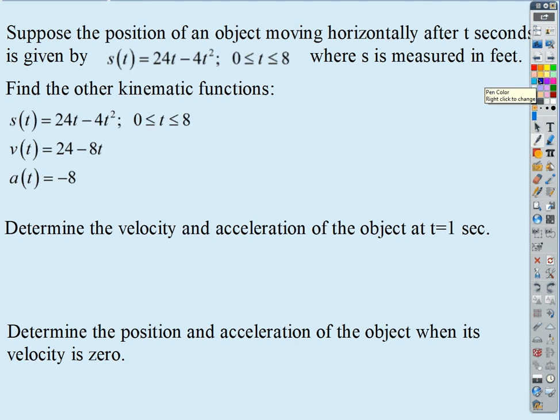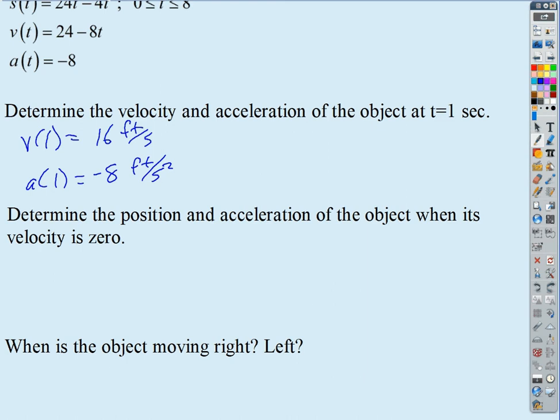So at 1 second, if I want to determine the velocity, well, that's just v of 1, which is what? 16. And then feet per second, I guess, if we want to attach units. And the acceleration, negative 8. It's always negative 8. It's constant, isn't it? Yes, sir. What would the units of acceleration be? Feet per second squared. Not that we need to get hung up on the units, not a big deal. Okay. How about this? Determine the position and acceleration of the object when its velocity is 0.